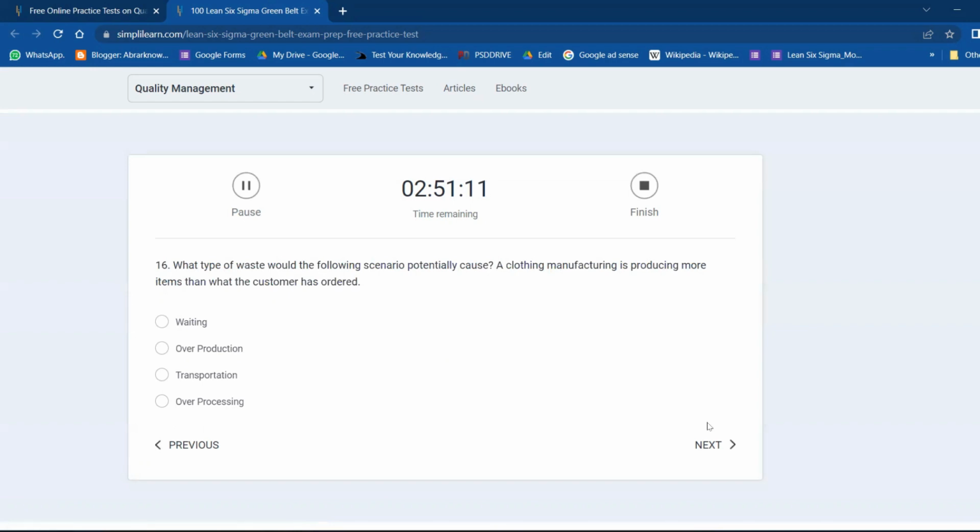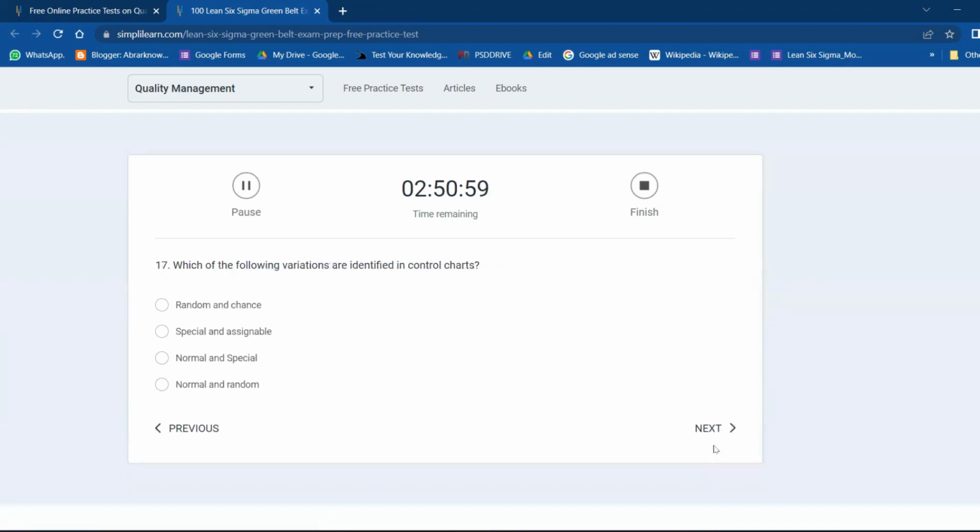Let's go to the 16th one. What type of waste would the following scenario potentially cause: a clothing manufacturer produces more items than what the customer has ordered? Overproduction: basically, more than the customer demand is overproduction. And then you have the 17th question. Which of the following variations are identified in a control chart? In a control chart, both the normal variation, also called inherent or common cause, and special cause, which is called assignable cause, we can easily find.